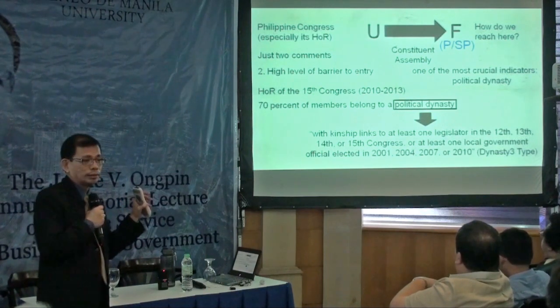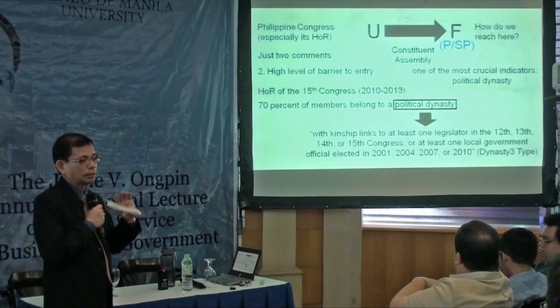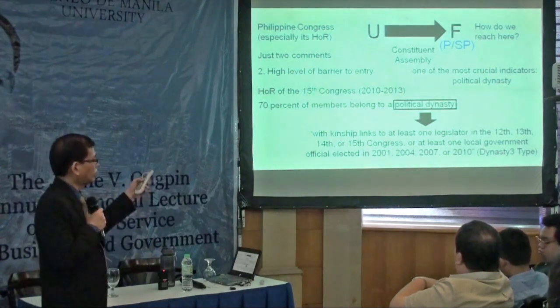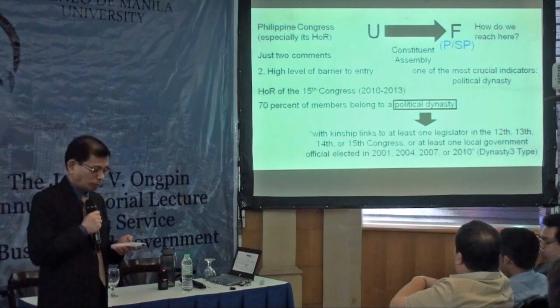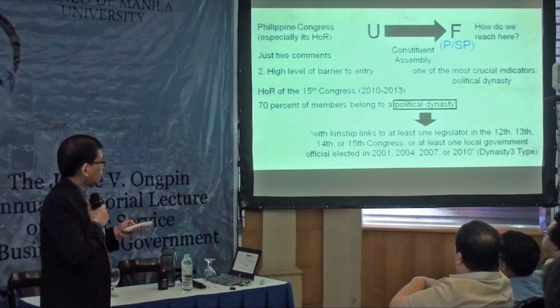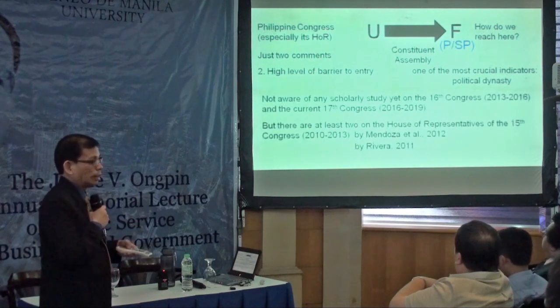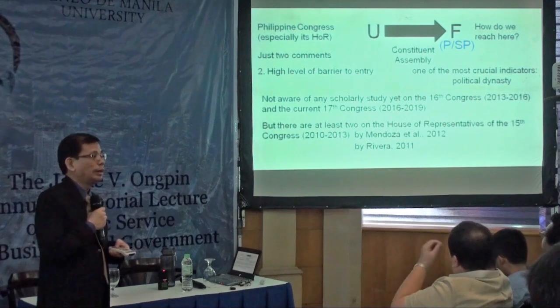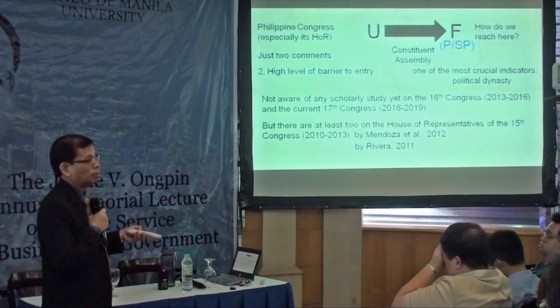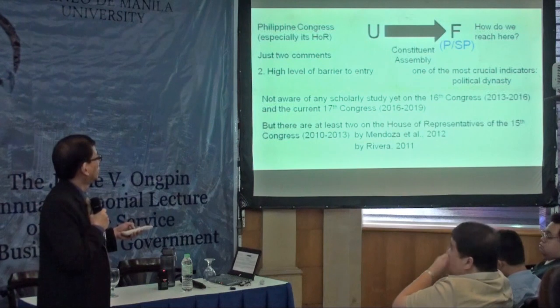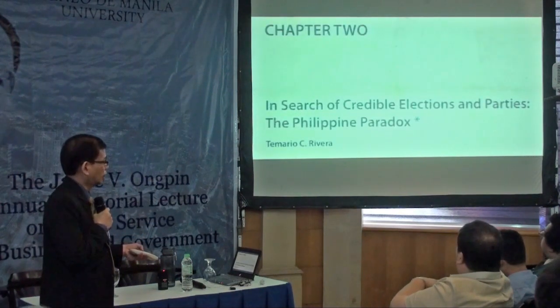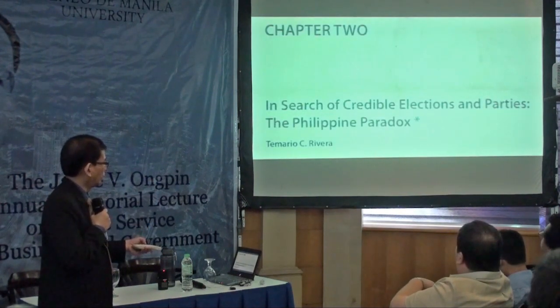This is their dynasty tree type. There are 4 types. 70% are members of a political dynasty. If we go to another work by my colleague, Dr. Temario Rivera, published in 2011, In Search of Credible Elections and Parties: The Philippine Paradox.